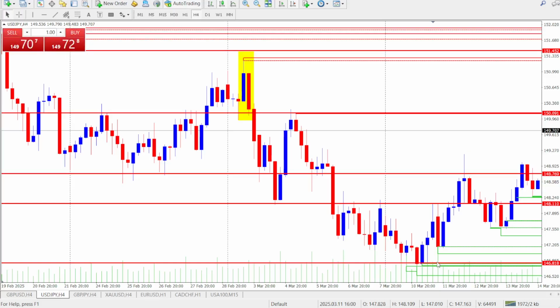Whether you are a beginner or a pro, this indicator takes the guesswork out of technical analysis and helps you trade with confidence.